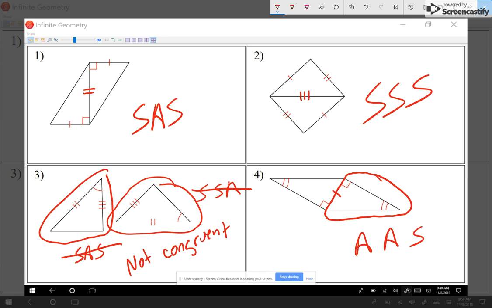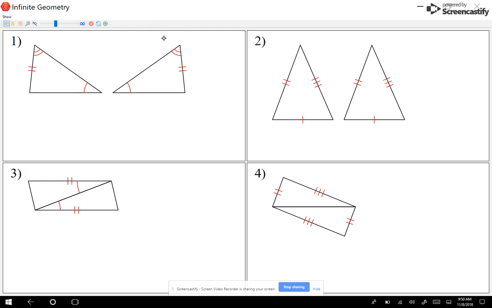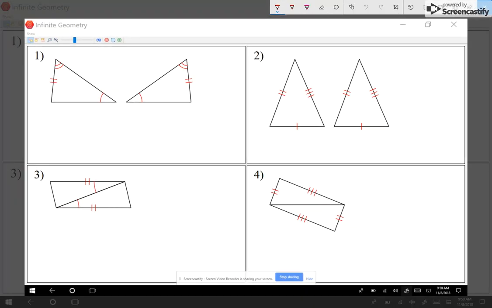Can we do more examples in the AAS? More examples of angle, angle, side. So let's take a look at question number 1, if you want. Remember, all you have to ask yourself is two of something, either two angles or two sides marked. In this case, two angles. And then you ask yourself, is the side in between the angles? No, it's not. So angle, angle, side.